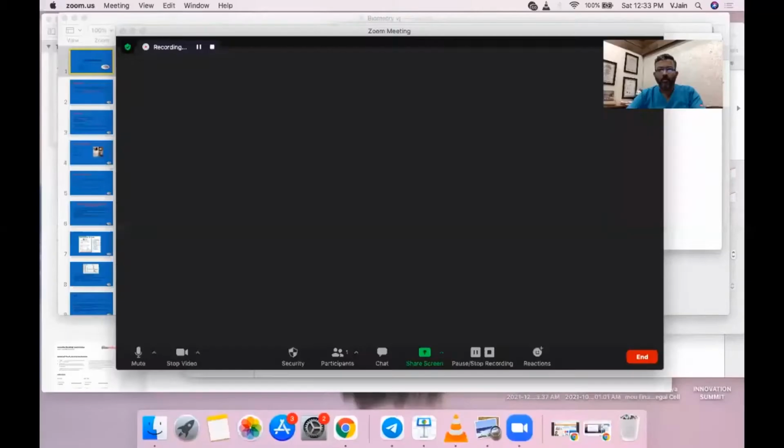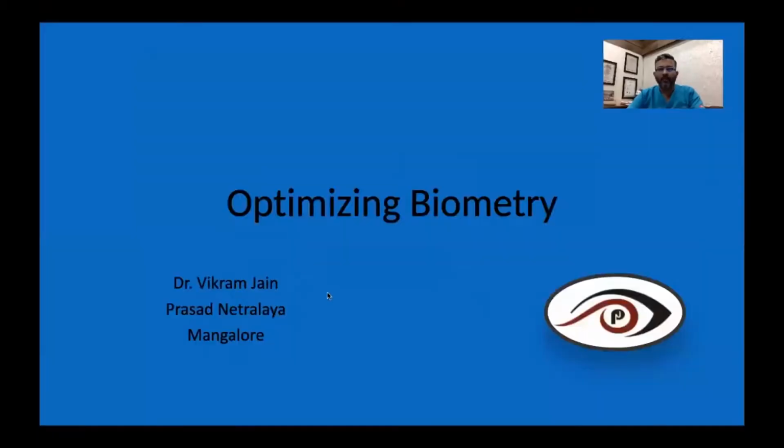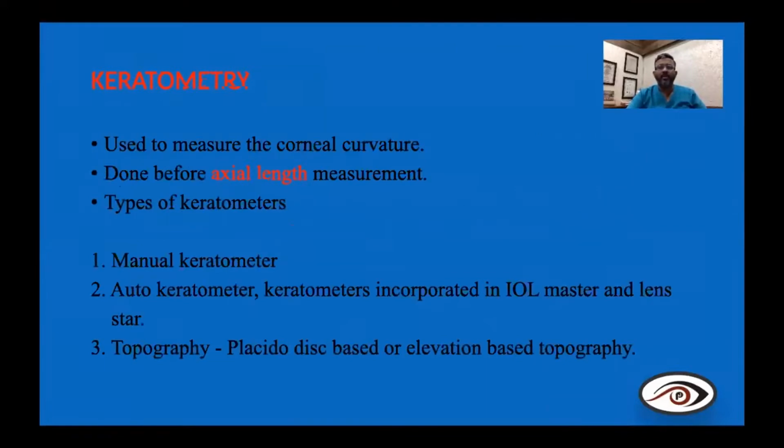Okay. Good evening. I'm Dr. Vikram Jain. I'll be talking about optimizing biometry. Biometry basically means measuring different components of the eye and deriving the intraocular lens power from it. The two measurements that we use for biometry are keratometry and measurement of axial length of the eye. Keratometry means measurement of the corneal curvature, the power of the cornea, which is determined by the corneal curvature.